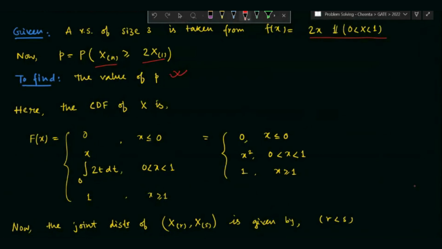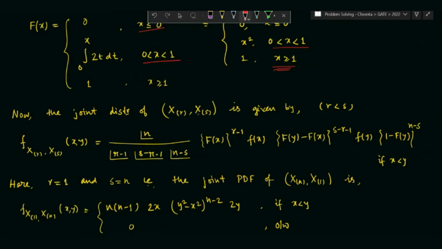So here the CDF of x is given by 0 when x is less than or equal to 0, and the integral from 0 to x of 2t dt when x lies between 0 and 1, because the main part of the PDF is between 0 and 1, and 1 when x is greater than or equal to 1. So it becomes 0 when x is less than or equal to 0, x squared when x is between 0 and 1, and 1 when x is greater than or equal to 1.